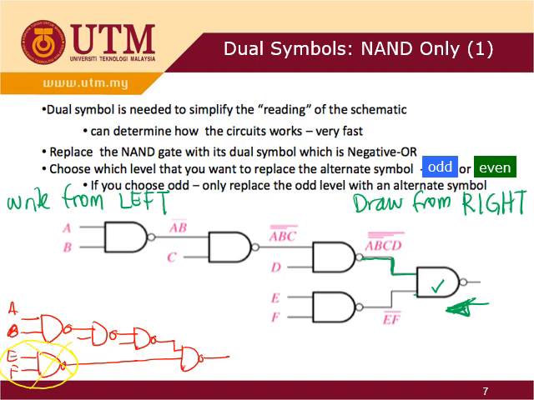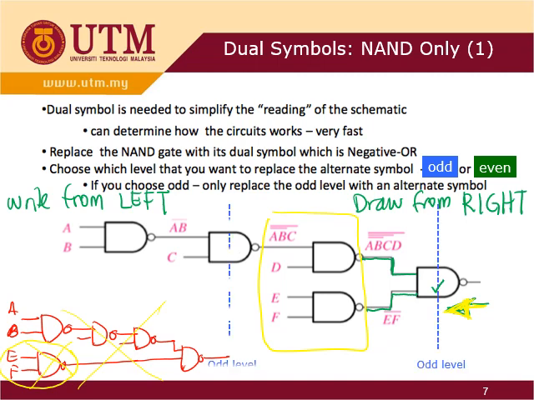That means the other wire must also be at the same level. That's why D, E, F has to be at the same level. You cannot put E, F at the start with A, B. So always start from the right. Okay, right to left. When we draw from right to left, once you have this, your drawing is correct.